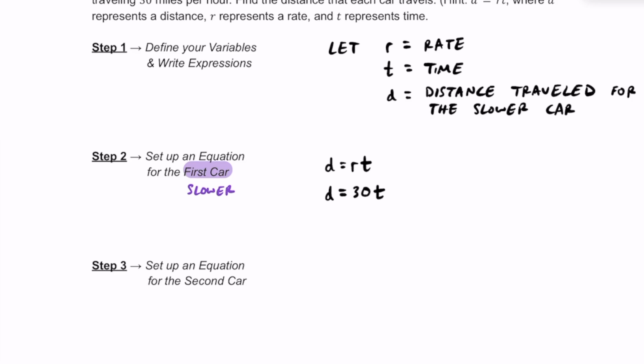For the second one, let's say this is going to be for the second car. This one is going to be faster. So let's write this down. Let's write an equation for the faster car now. Okay, so for the faster car, this one is also going to have this equation.